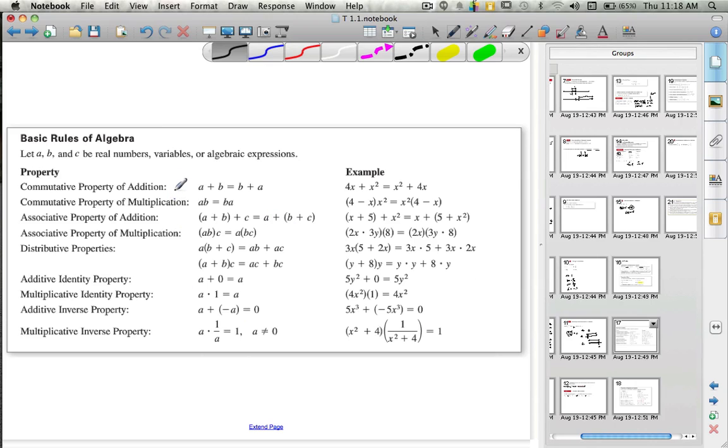You will notice there is no commutative property of subtraction, and there's no commutative property of division. And the same with the associative properties. They don't necessarily remain the same.